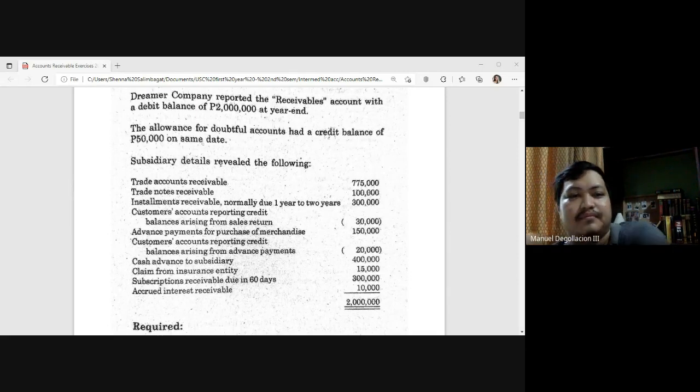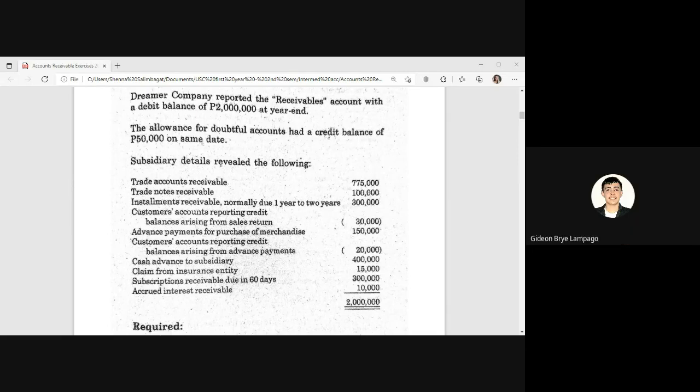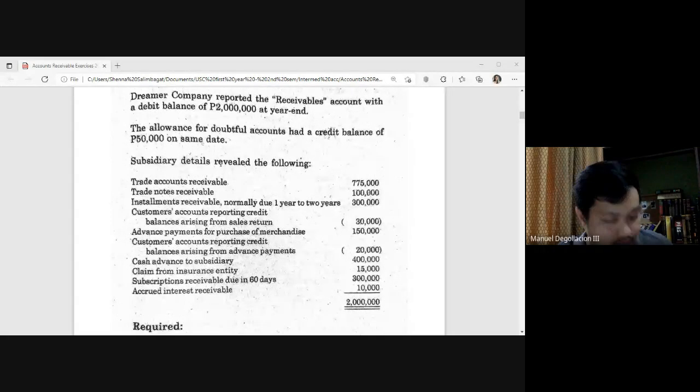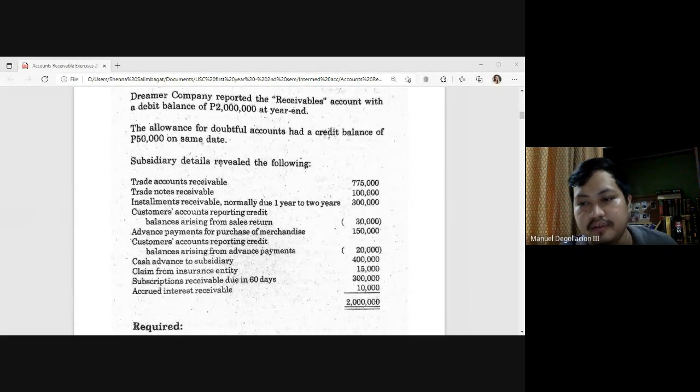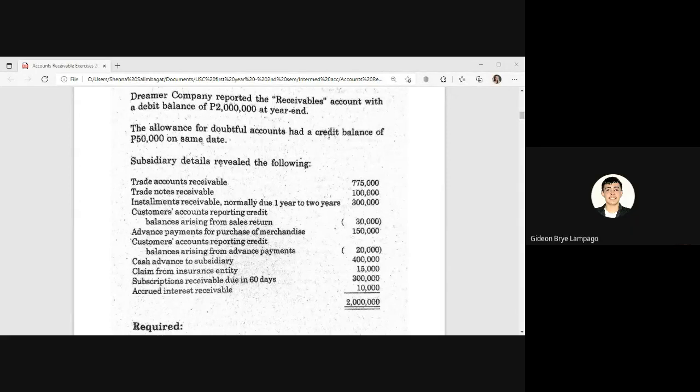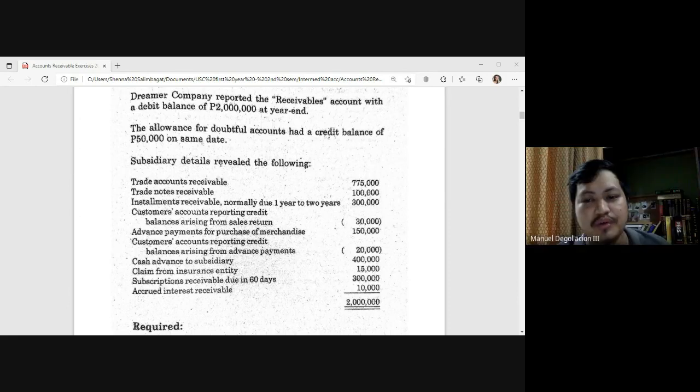Lampago. Yes, sir. Will your trade notes receivable be part of your trade and other receivables? Yes, sir, because notes receivable is a current asset and it also arises from the normal operations of the business. Okay, and we know that because it was expressly classified as a trade receivable, a trade notes receivable. Okay, how about another question for you? How about the installment receivable?